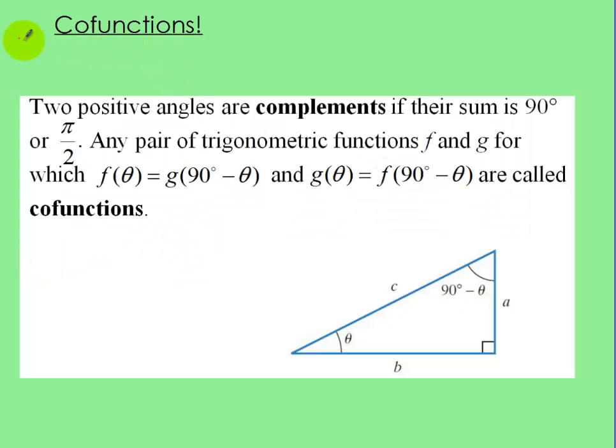Cofunctions, this is a new word, so write this down. Two positive angles are complements if the sum is 90. We've done that before. Any pair of trigonometric functions f and g for which f of theta equals g of 90 degrees minus theta are called cofunctions. So those are what cofunctions are. It's kind of like you take the degrees and subtract that from 90. So let's actually do that in an example.